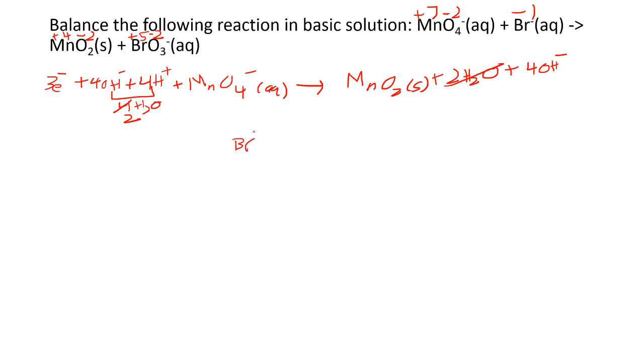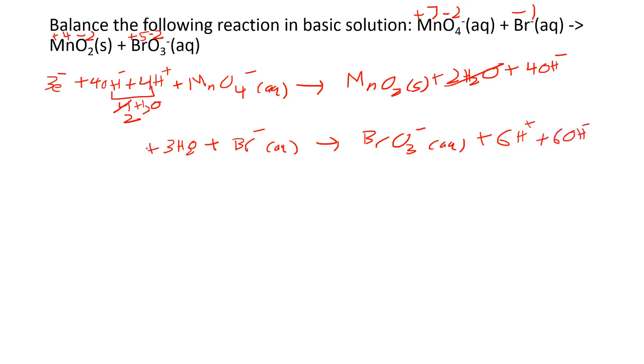We have Br minus aqueous goes to BrO3 minus aqueous. Bromines are already good. Now to get the oxygens, I'm going to add 3 waters over here. We're then going to have to add our 6 hydrogens over here. We can't just add 6 hydrogens, though, because we're not going to be okay with that in basic solution. So I'm going to add 6 OH minuses, which is going to put 6 OH minuses on the other side.